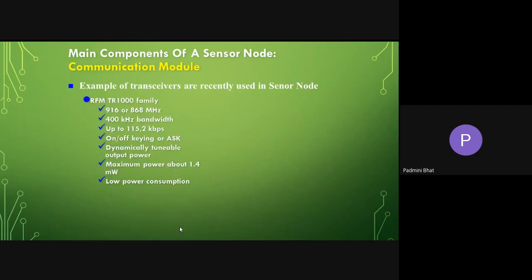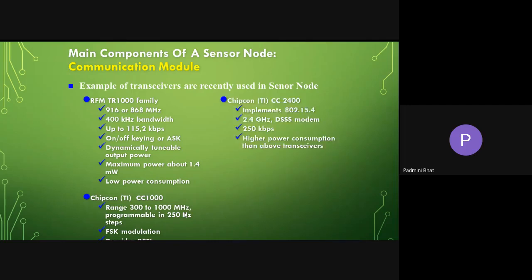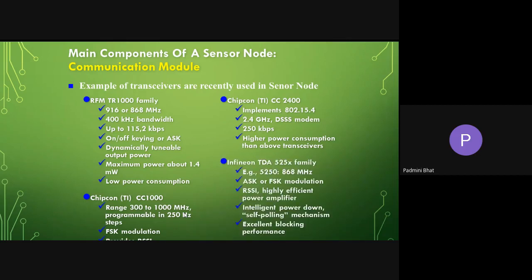Now, examples of transceivers are: one is the RFM TR1000 family. These are the features, you can go through it. Next one is Chipcon CC1000. Then Chipcon CC2400. Then the next is Infineon TDA 525X family. Here actually the range, then what type of modulation, then data bit rate, all these things, if you know, that is sufficient.